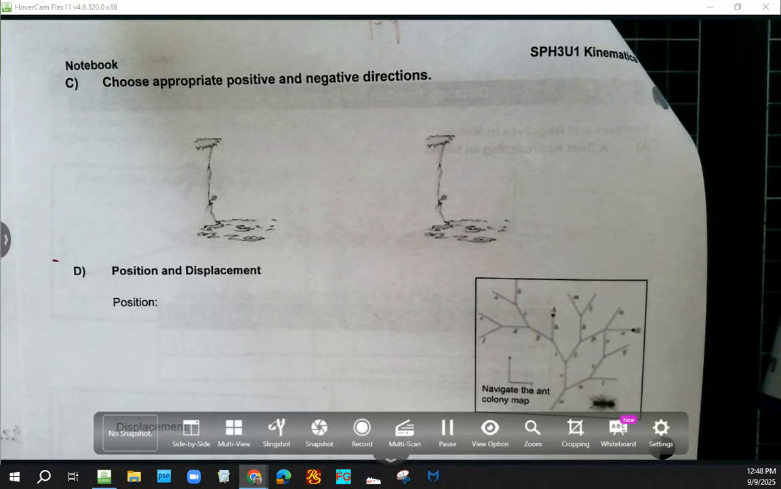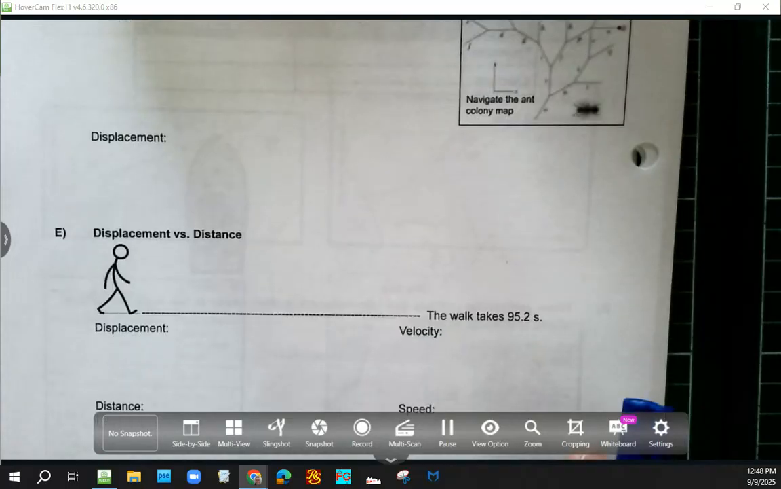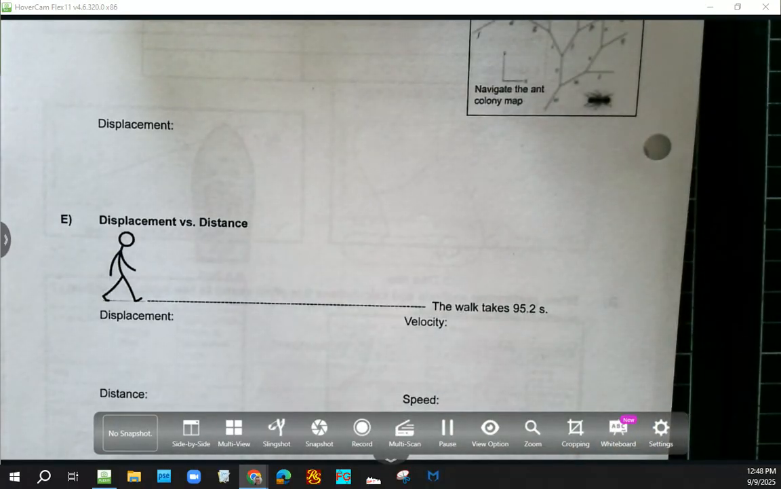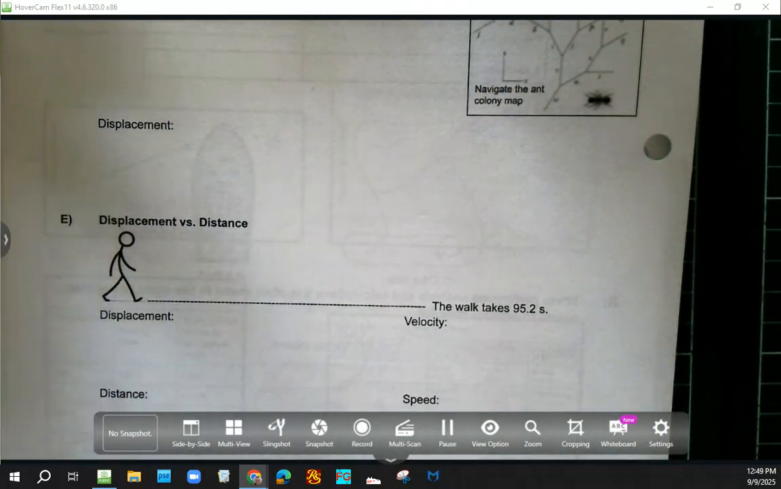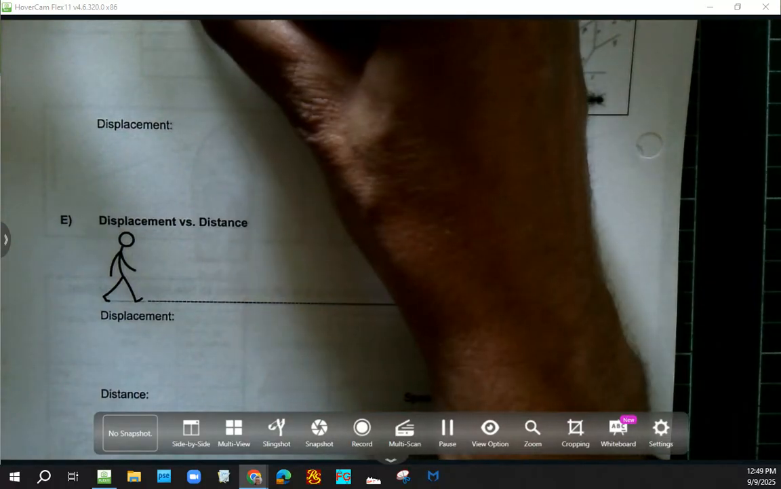So here we go. Talking about position and displacement still. So if we're going to define position in words, we might say something along the line of that it's relative to the origin.